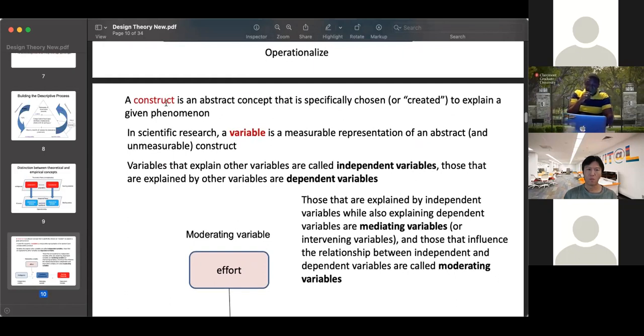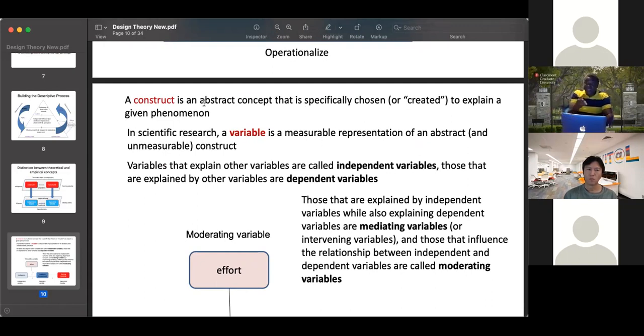So look, a construct is an abstract concept, specifically chosen and created to explain a given phenomenon. That is what the construct is. And a variable is anything that is measurable. So you have the construct, and then you have measures. The measures are the variables for the construct.